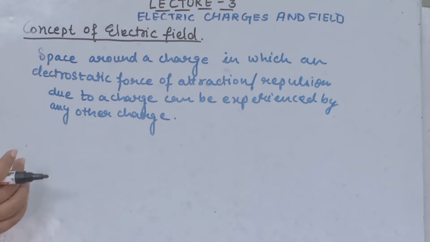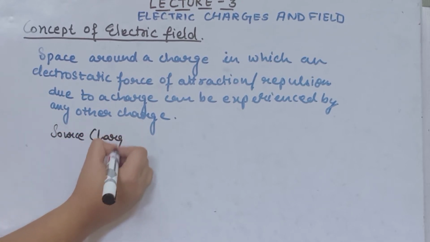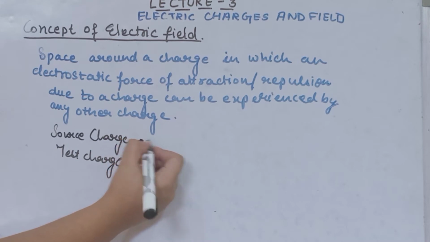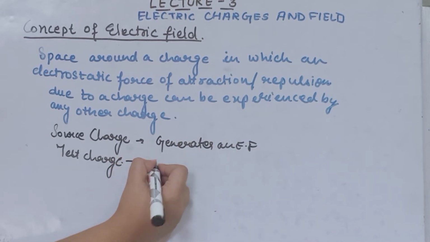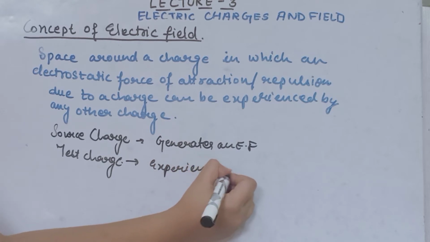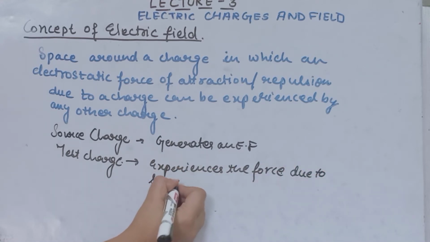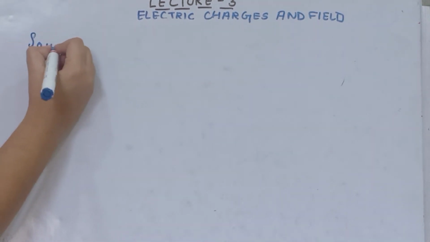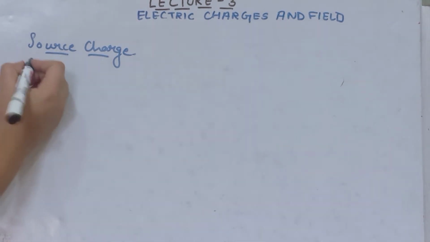Now, to understand the meaning of electric field physically, we introduce a term known as a source charge and test charge. So source charge is the one which generates an electric field, and test charge is the one which experiences the force due to source charge. So we just introduced the concept of source charge and test charge. Let us do them in more detail. So firstly, source charge. This is the charge, as I told you, which generates the electric field.